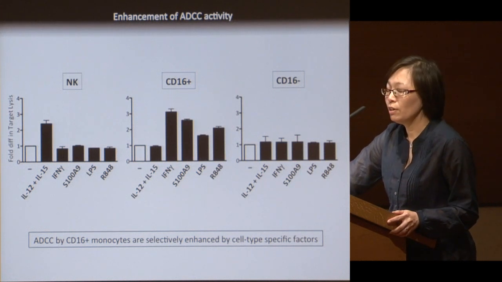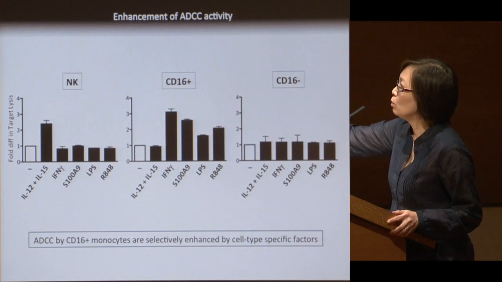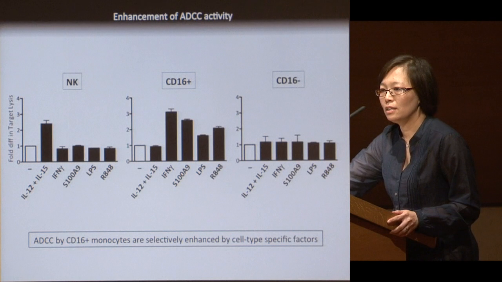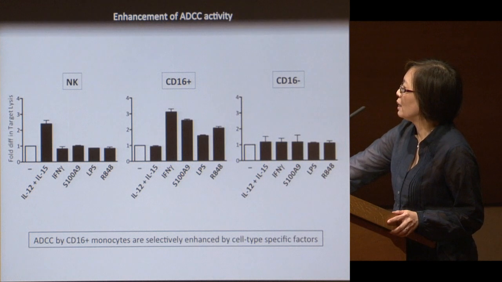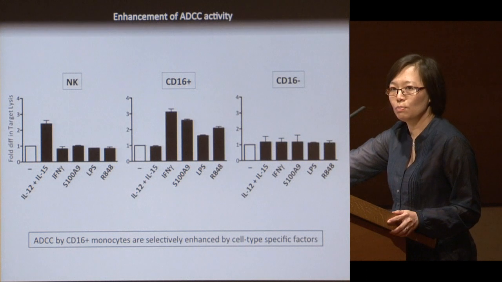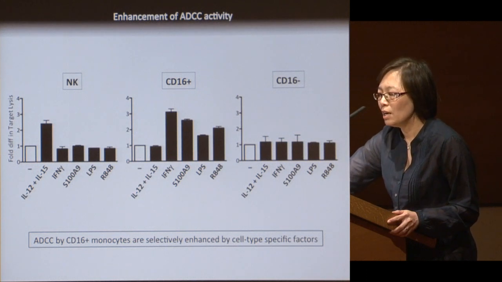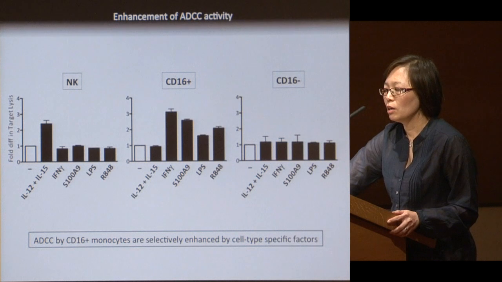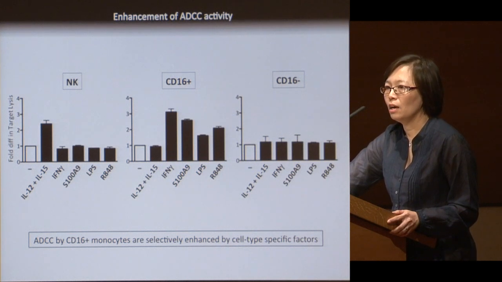And this is something very specific to the CD16 positive monocytes, because we do not see any enhancement in killing in the CD16 negative cells, even if we activate them with these factors. So this indicates that ADCC by CD16 positive monocytes is selectively enhanced by cell type specific factors. And this is, to me, a very important piece of data, because it could mean that, for example, in the microenvironment where you have a different context, perhaps either NK cells or the CD16 positive monocytes might be activated in different scenarios, leading to different outcomes.